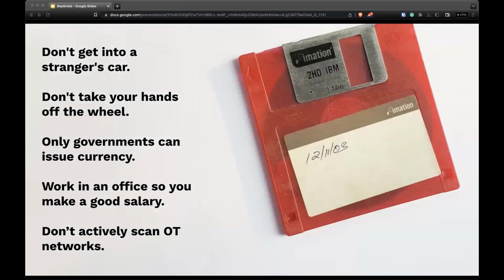So here's the parting thought. There was a time where you wouldn't do any of these things, but now you get into Ubers, you buy crypto, you all work from home. So maybe it's time to start considering doing active scans in your OT environment, governed by the 5 principles that I discussed earlier.